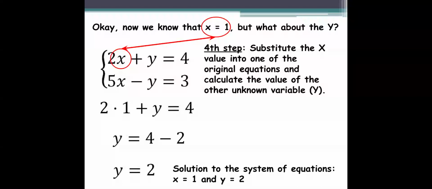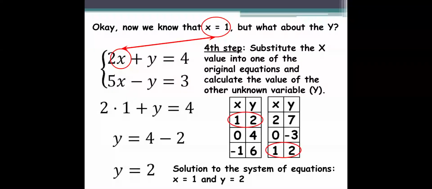So now we have the y value as well, which means the solution to the system of equations is x equals 1 and y equals 2, which we did see in the first few steps that we did. But again, it can be random, because unless you choose the correct x value at random, you might not find the solution. Substitution can help if you're not finding the solution quickly.